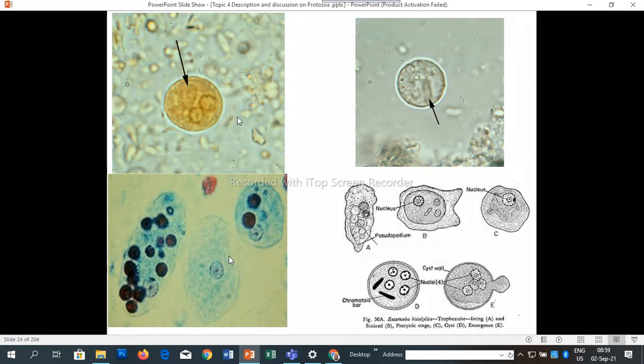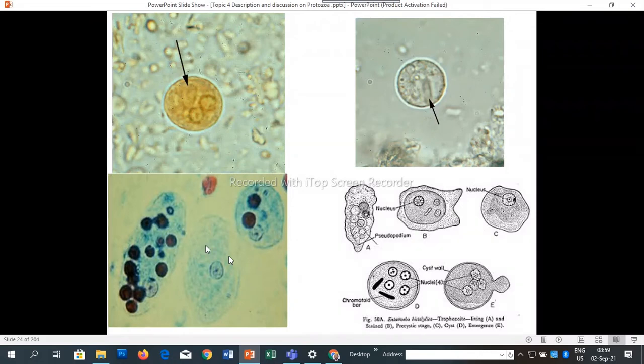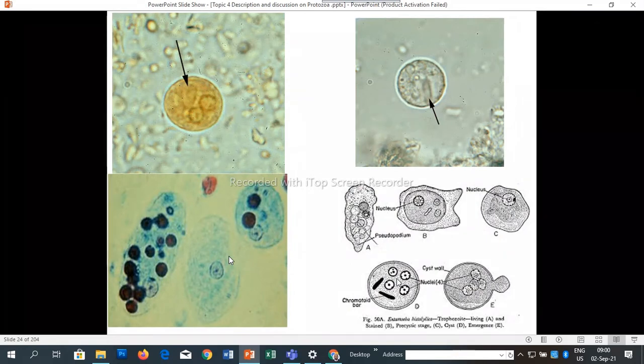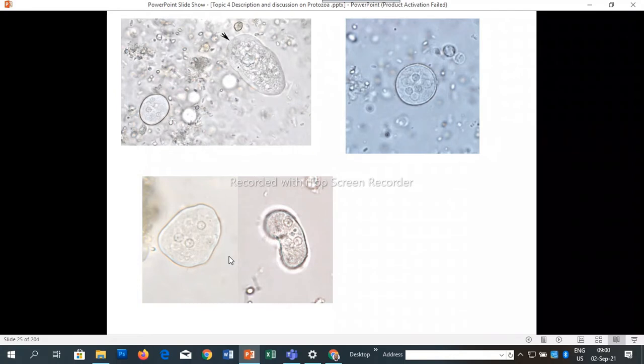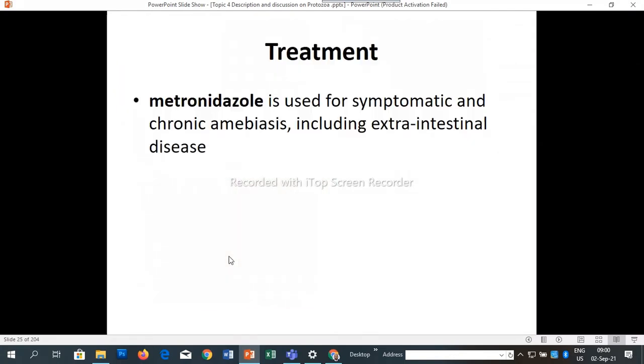This is the morphology of the cyst of Entamoeba histolytica, and the vegetative form. This is the cyst. This is the vegetative form. And the cyst can have around 0 to 4 nuclei, compared to Entamoeba coli. This is Entamoeba histolytica. We treat this with metronidazole. It's used for symptomatic and chronic amoebiasis, including extra-intestinal disease.